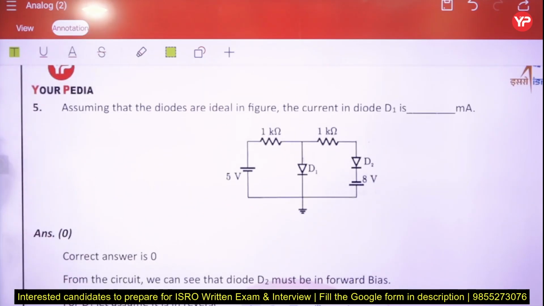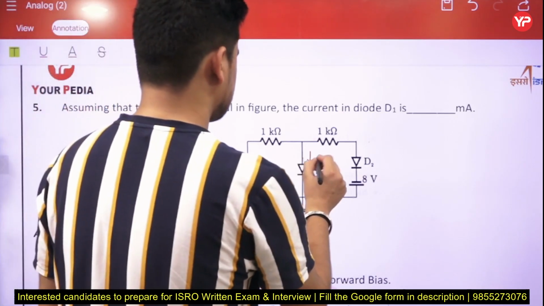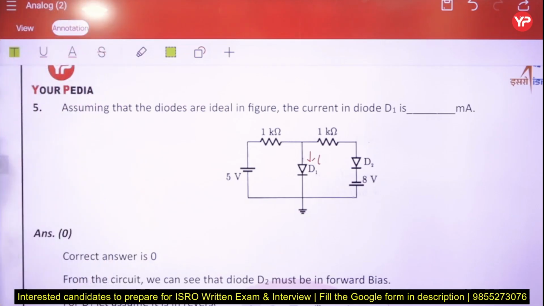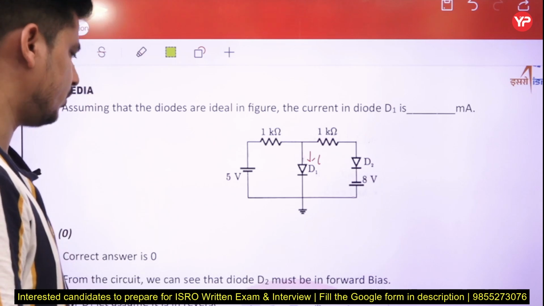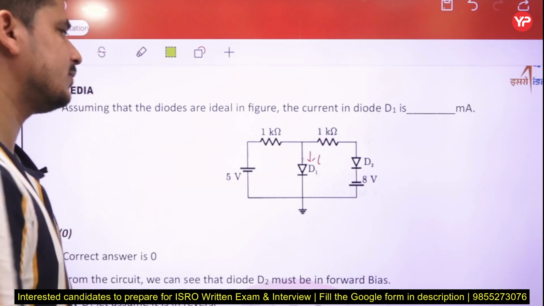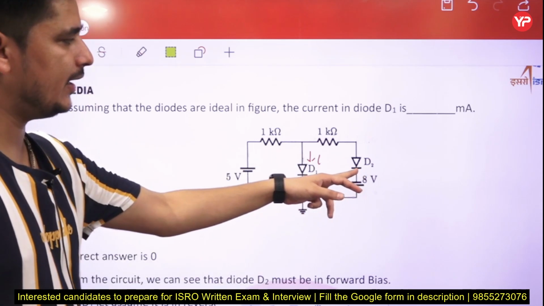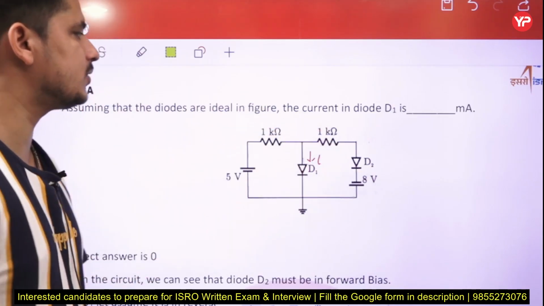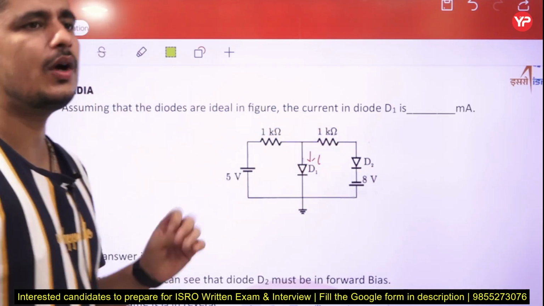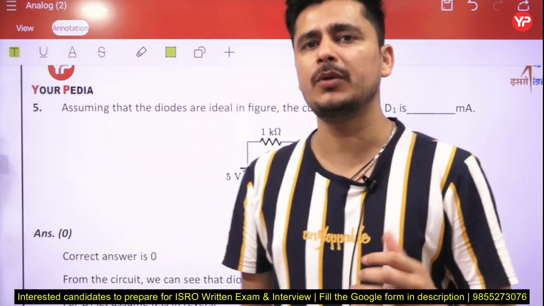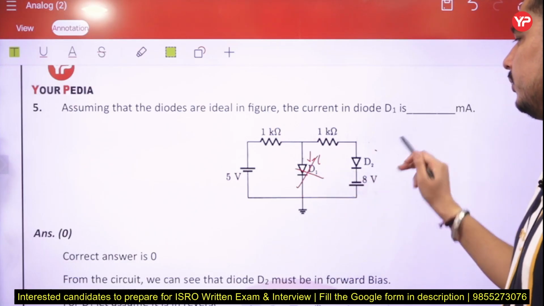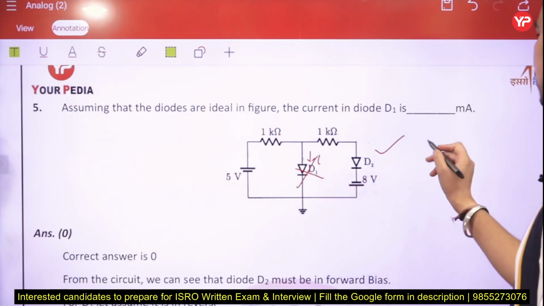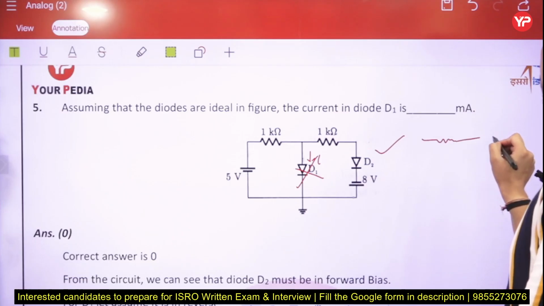Next question. Assuming that the diodes are ideal, we have to calculate the current through D1, this one, I. So what you are seeing here, we have to calculate the I. Let us first assume that D1 is off. D2 is forward biased, because the N terminal of D2 is connected to minus 8 volt and the positive terminal is connected to 5 volt. So first you have to assume which one has the most probability to be on, and put that on. So we assume D1 is off, D2 is on. Now the complete circuit looks like this.